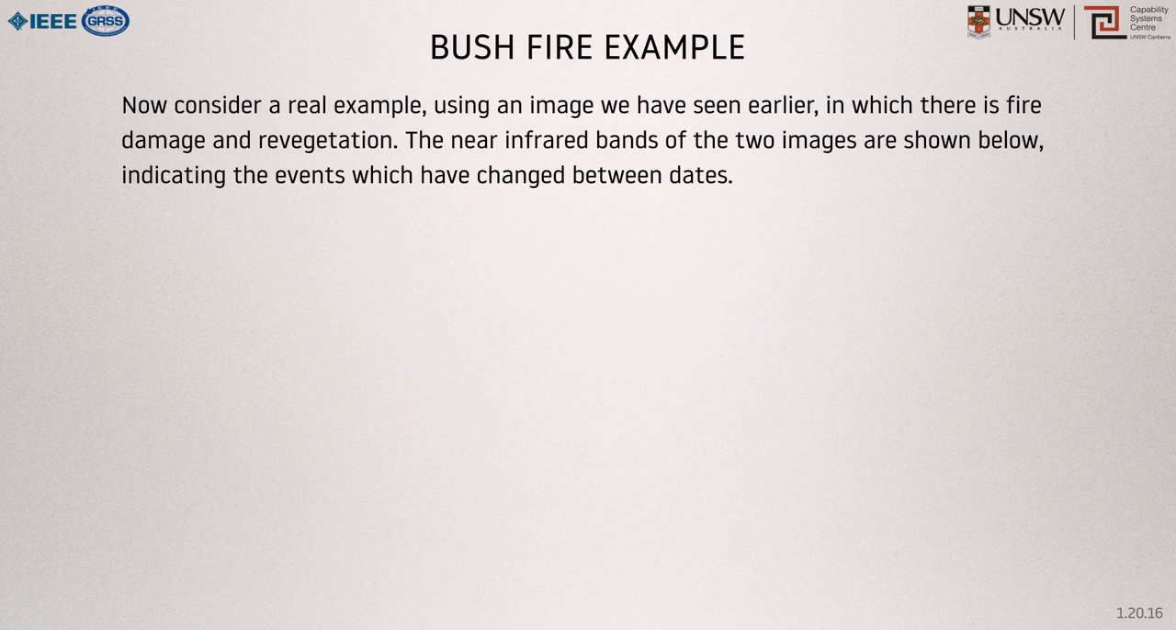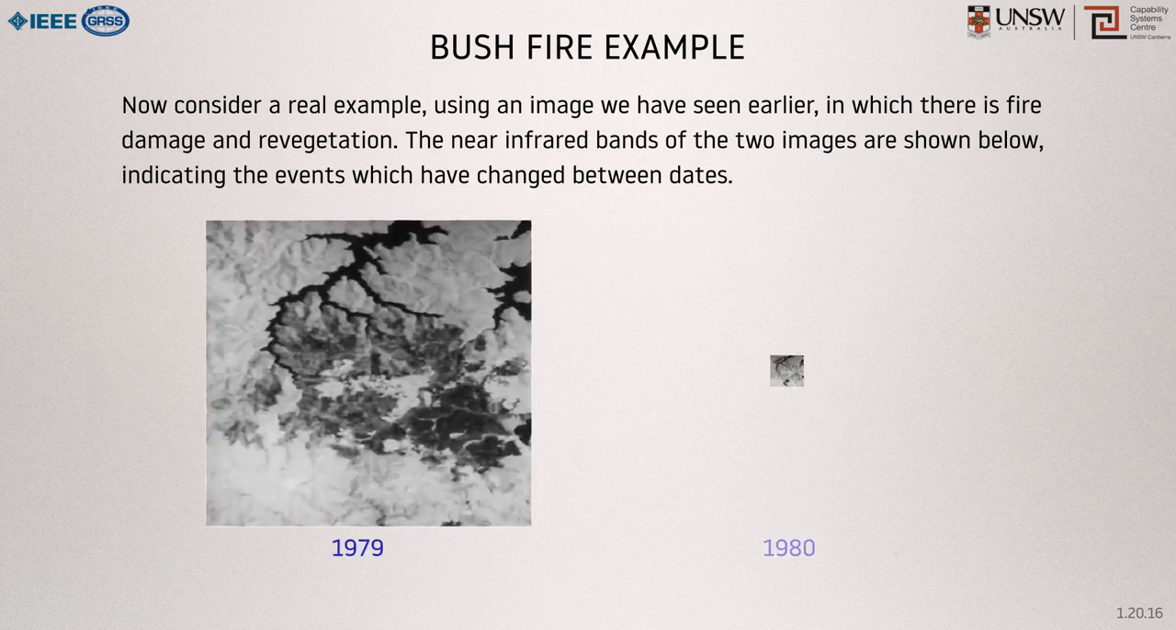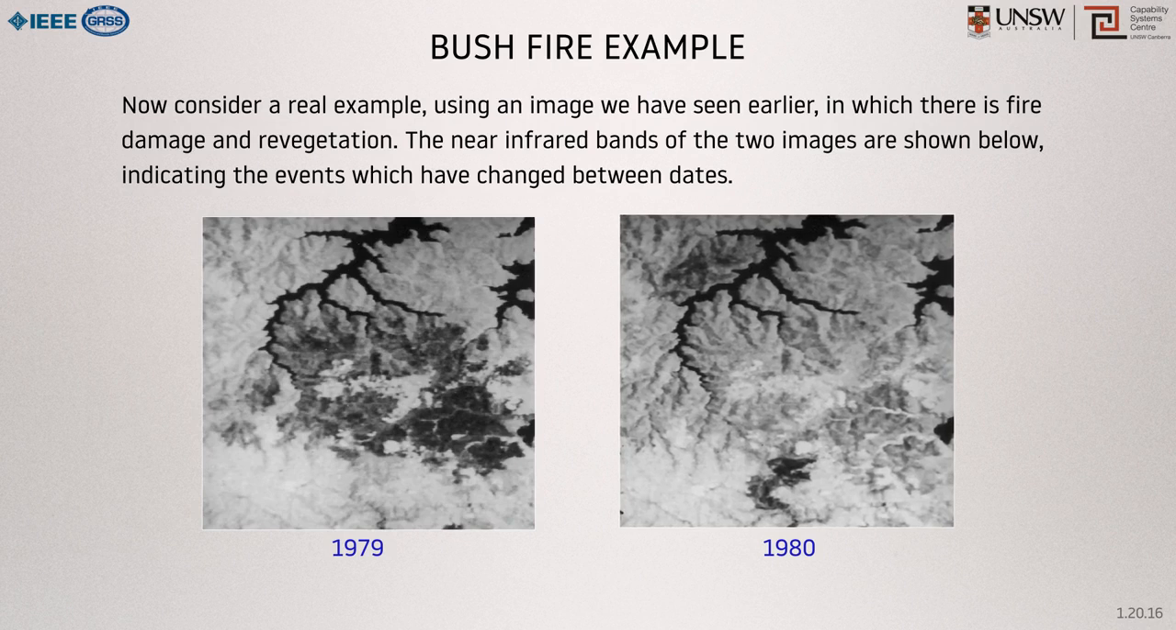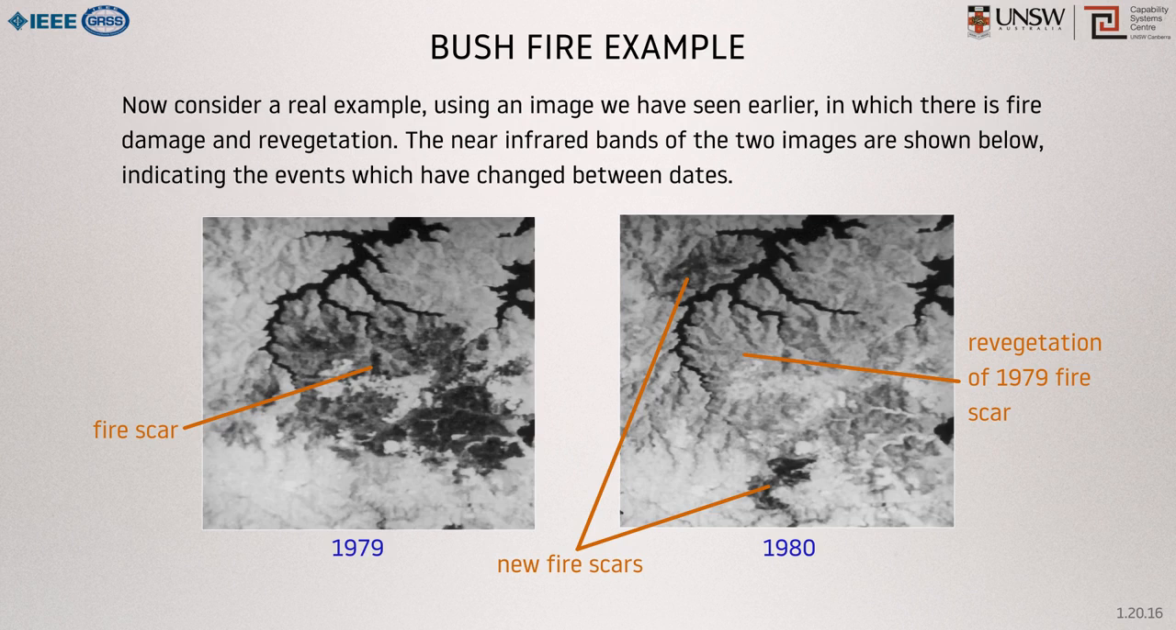Having established the basis of the technique, that the second and later PCs of a multi-temporal dataset will show up isolated regions of change, we can now look at the real bushfire example. This employs the same pair of images that we used in the image-to-image registration example of Lecture 11. What is appealing about this case is that there are fire events in both directions. The fire scar from 1979 is regenerating in the 1980 image, while two new fire scars appear in 1980 that were not there in 1979.